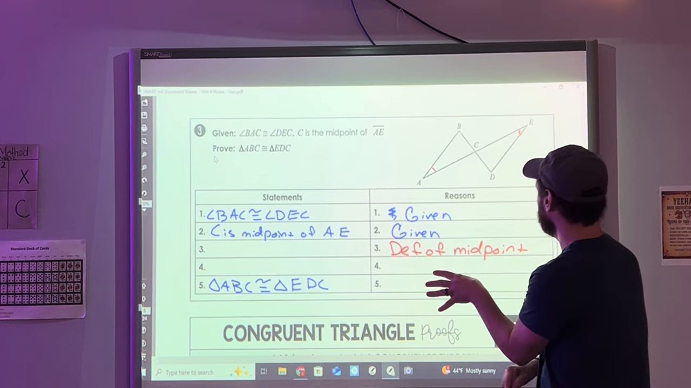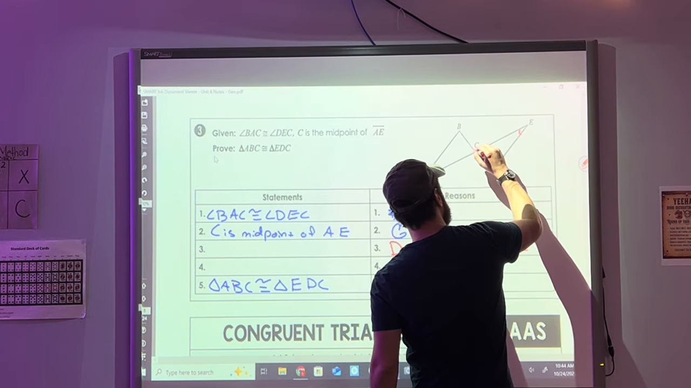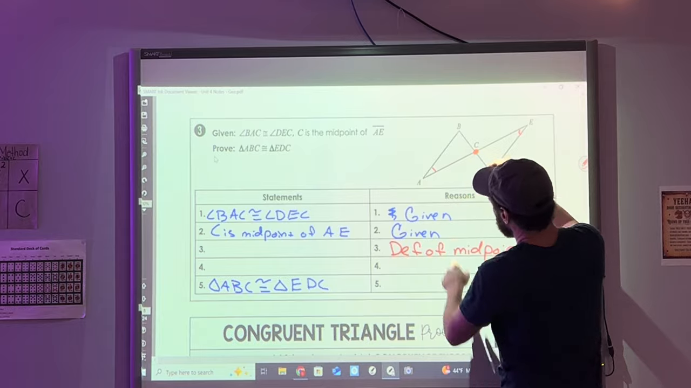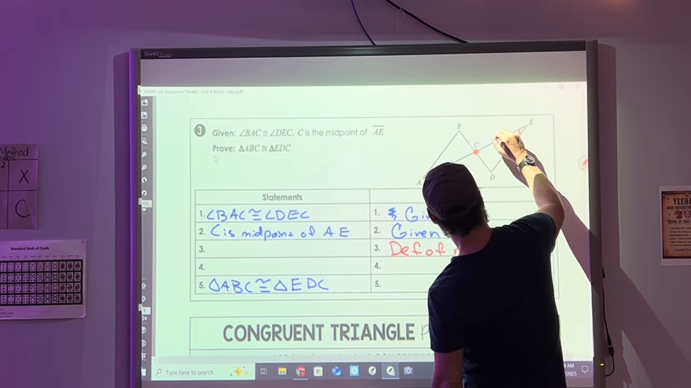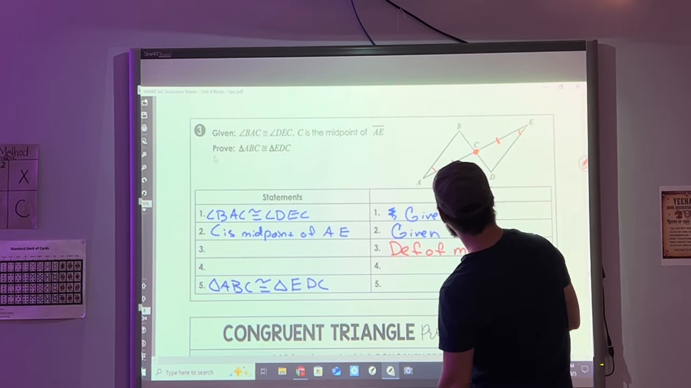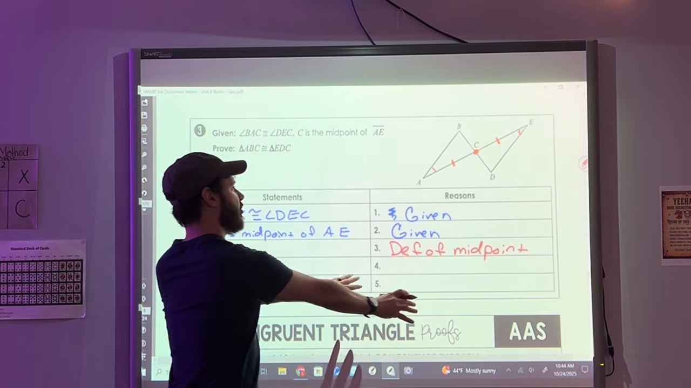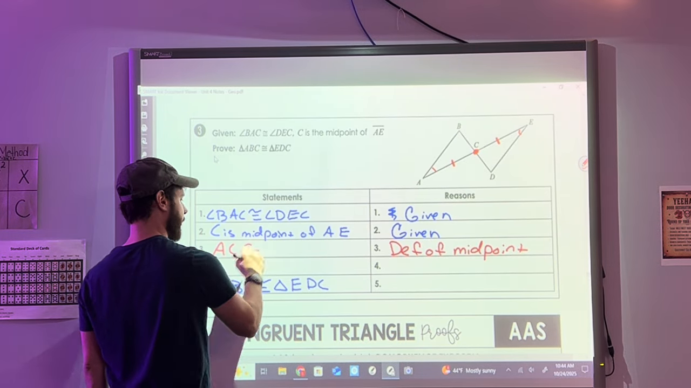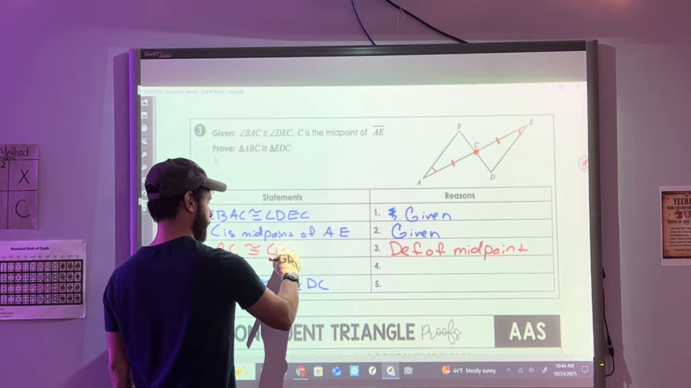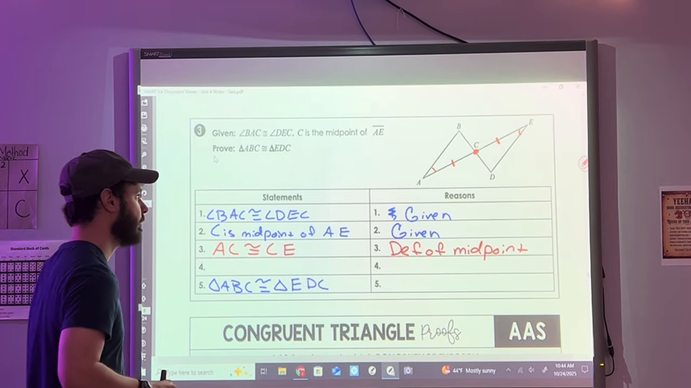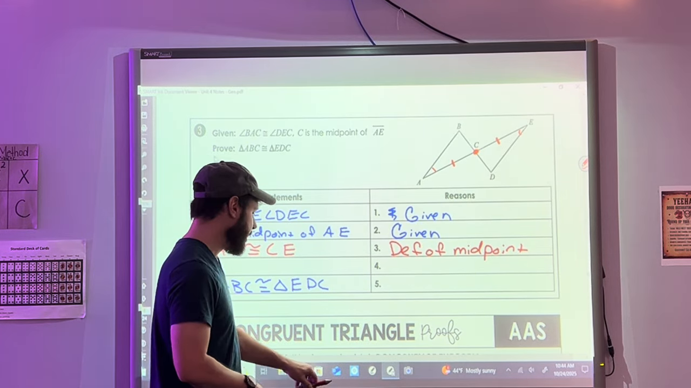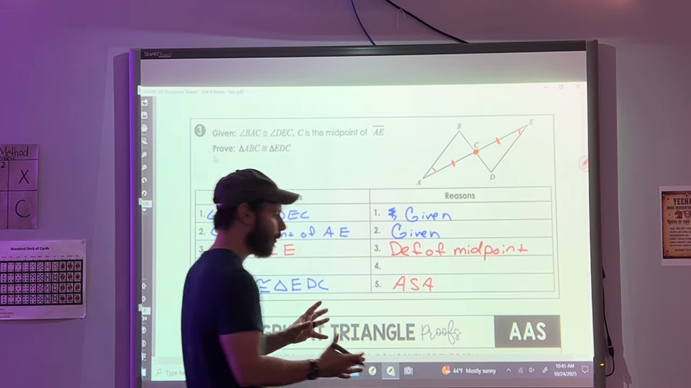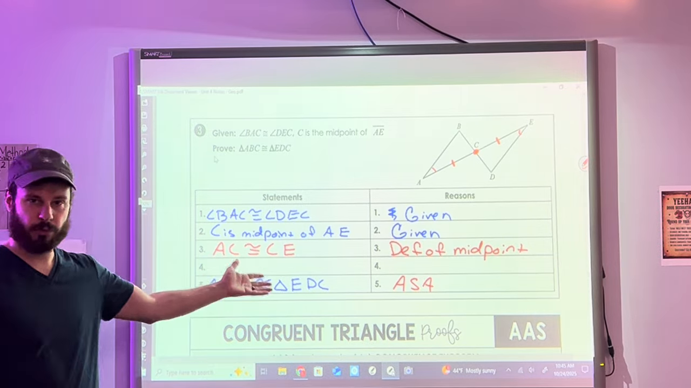C is the midpoint. C is in the middle of AE. So that means this piece here matches that piece there. So my statement for definition of midpoint is going to be that AC is congruent to CE. All right. And yes, we are in the angle side angle portion. We know that we should be looking for this.